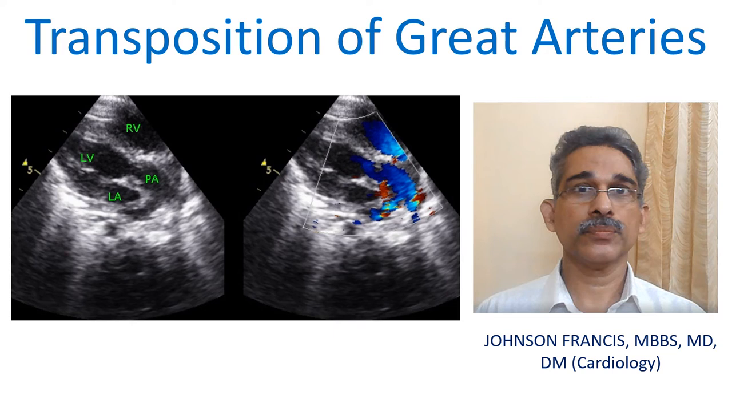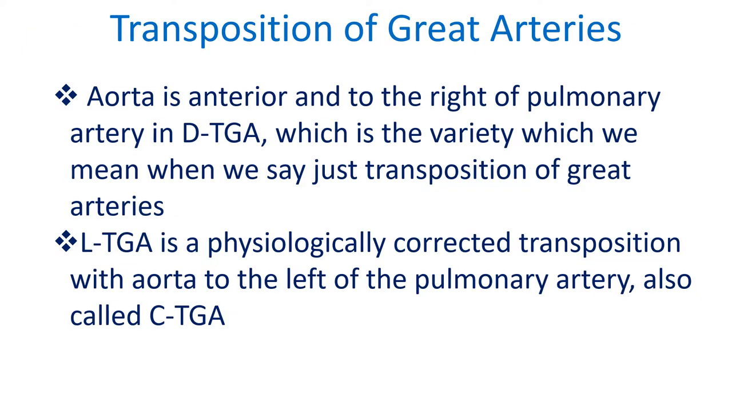In transposition of great arteries, TGA, the pulmonary artery arises from the left ventricle and the aorta arises from the right ventricle. The aorta is anterior and to the right of the pulmonary artery in D-TGA, which is the variety we mean when we say just transposition of great arteries.